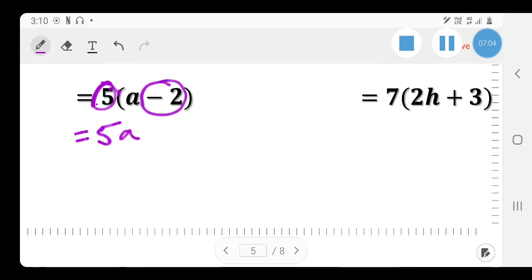5 times negative 2. Positive times a negative is a negative. 5 times 2 is 10. So we've expanded the brackets. Simple as that.